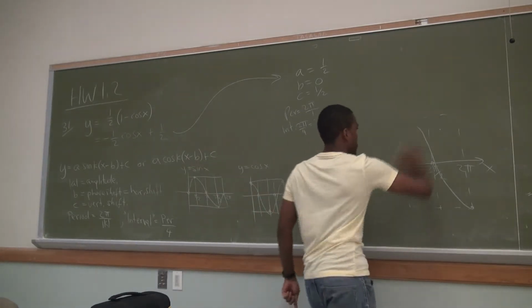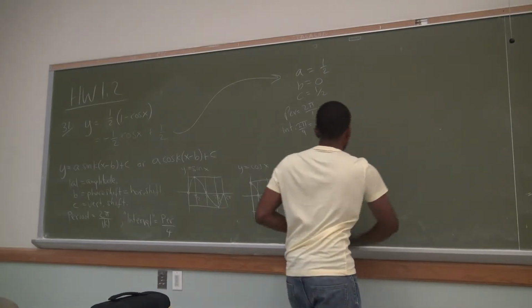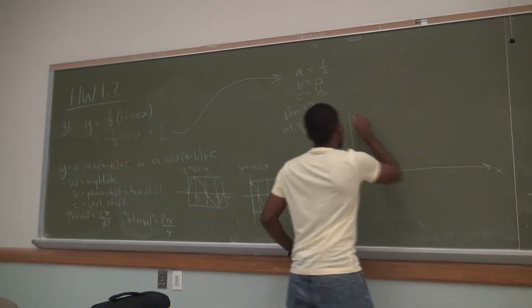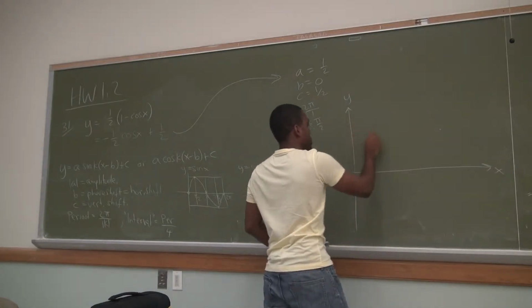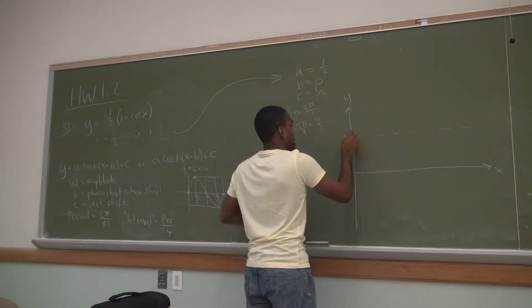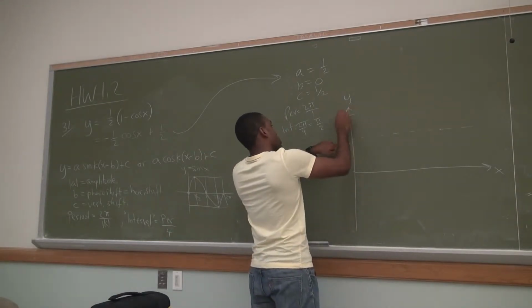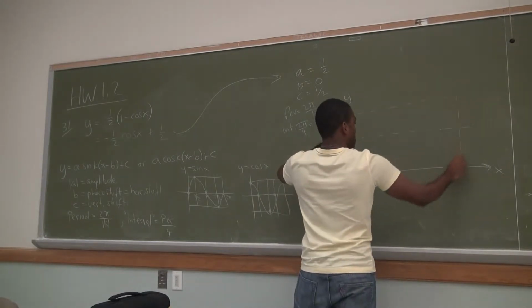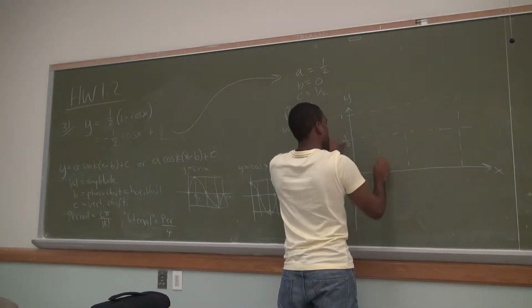Forgot this. Start over. Shouldn't take that long. First thing you do is the vertical shift. We shift up a half because of this guy. And then from there you do the amplitude. It will go up to 1, and then it will go down to 0.